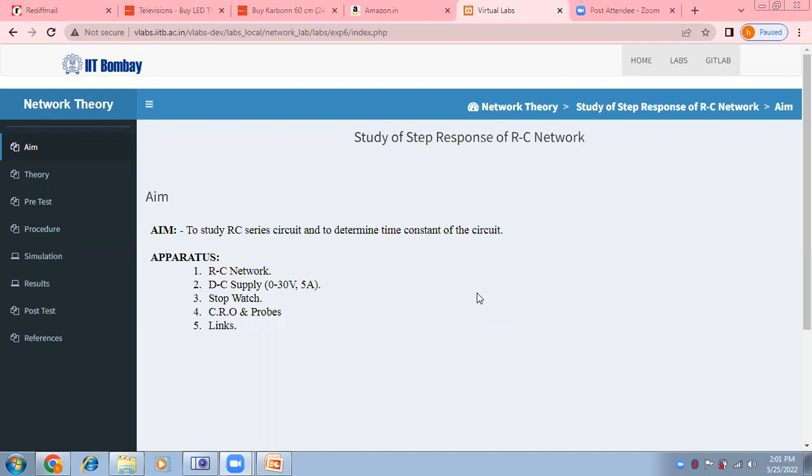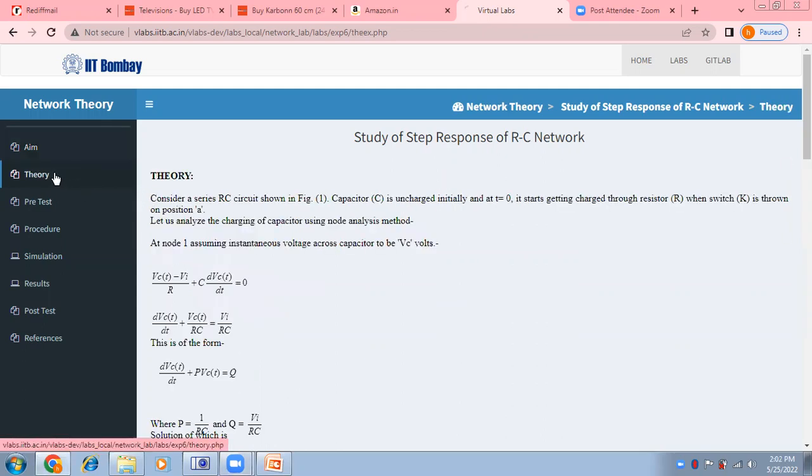The apparatus required for this is RC network, DC supply 0 to 30 volt, variable, then stopwatch, CRO, probes, and links. Here we will use the IIT Bombay virtual lab platform to conduct this experiment. So we will simulate this experiment. Before simulating, let us go through the theory part of this experiment.